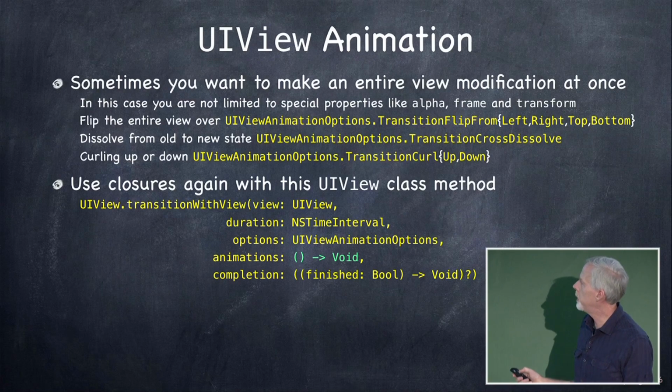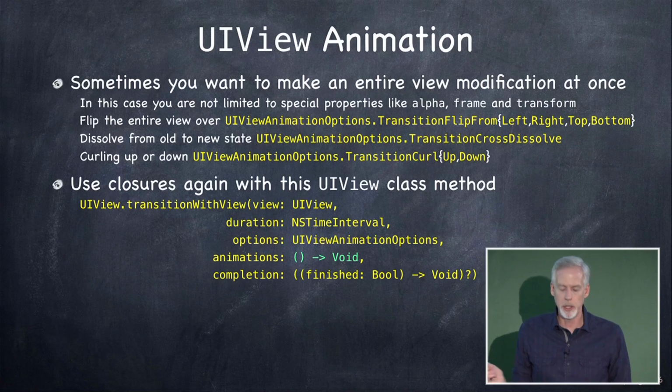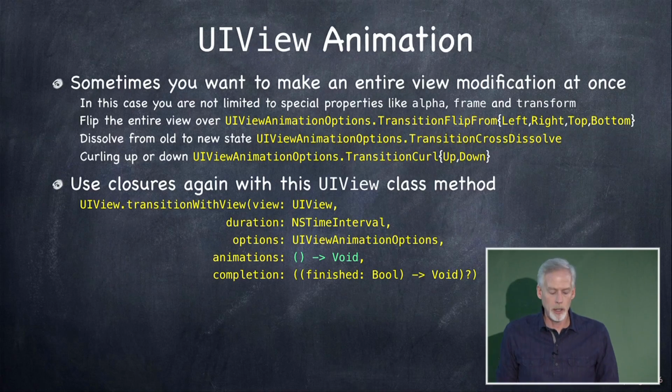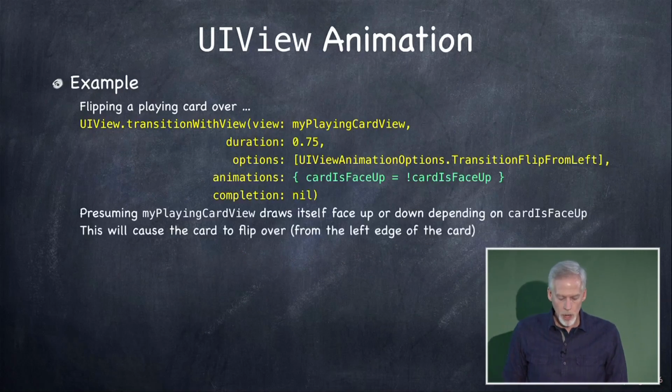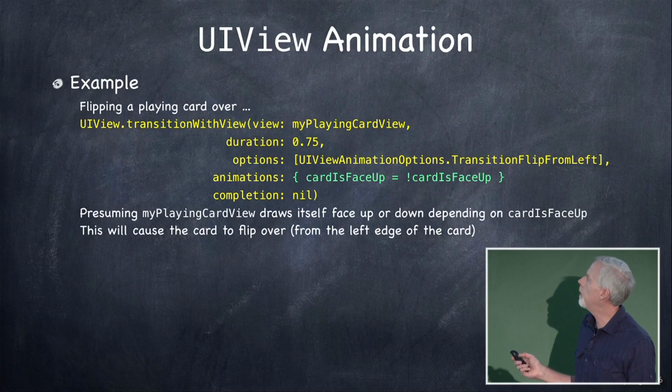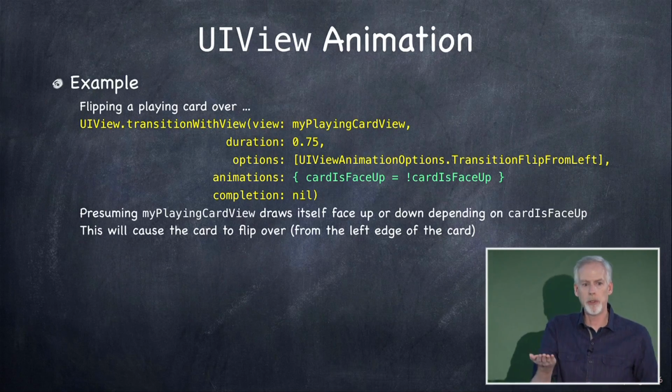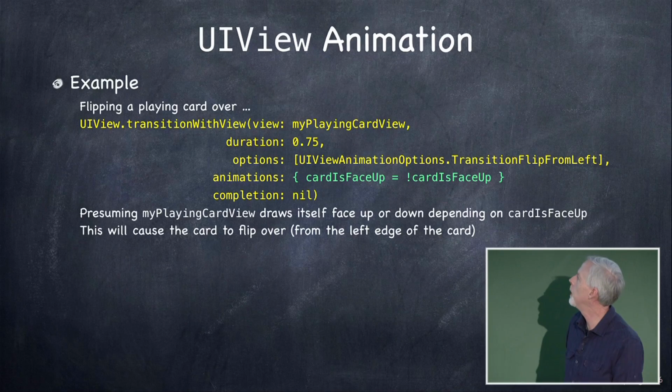And then here's completion, the same completion thing, and it'll let you know whether it finished. This one is almost always going to finish here. It's hard to interrupt one like this. All right, so here's the playing card example. I've got my playing card view up here. I'm going to take a little less than a second. I'm using the transition flip from left option, so it's going to flip my card over from the left edge being lifted up and over.